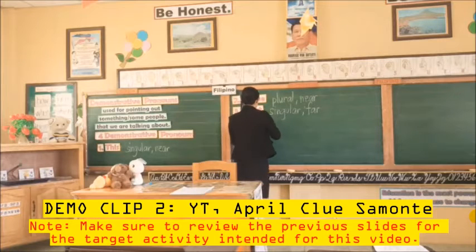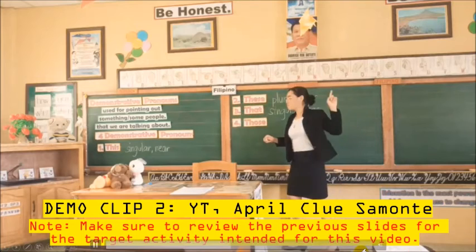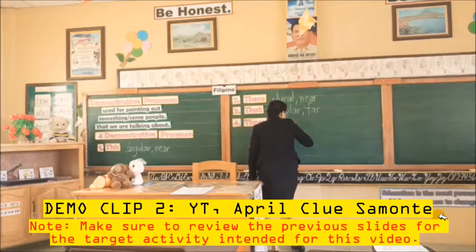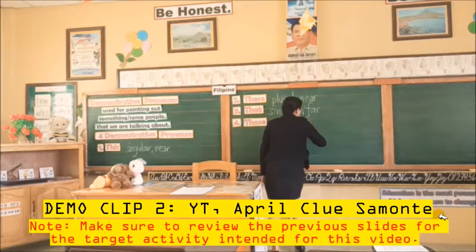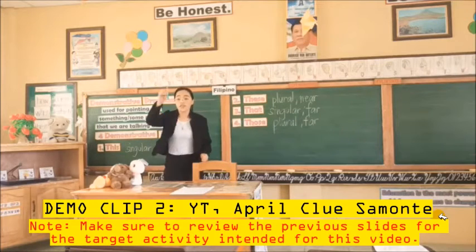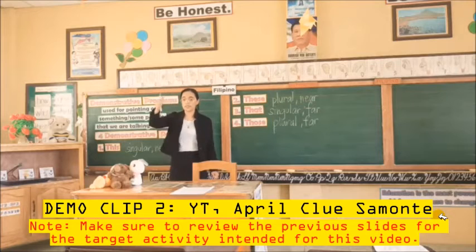Last one is those. When should we use those? If it is plural and far from you. Okay, an example for this is a pen. It is singular, only one, and I'm holding it. It is near. Okay, this is a pen.